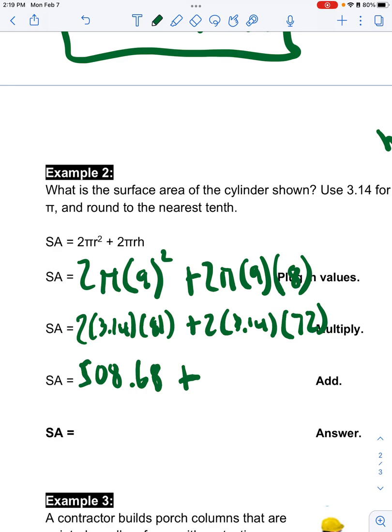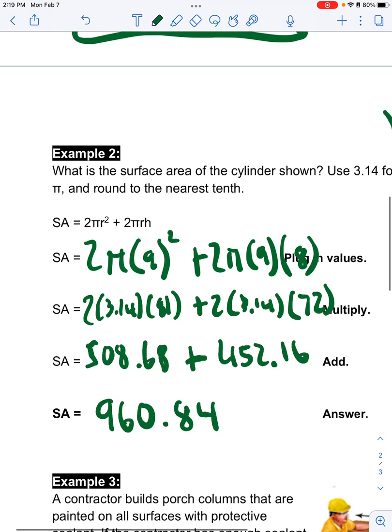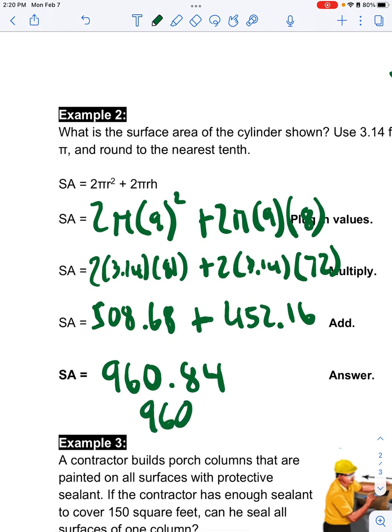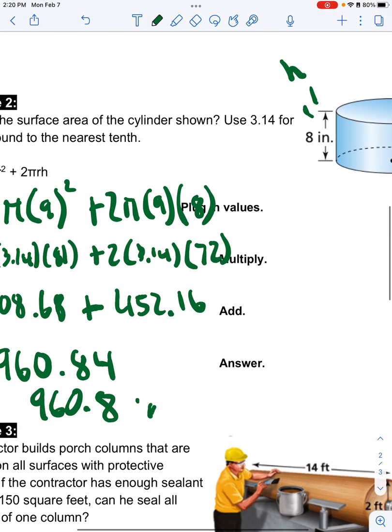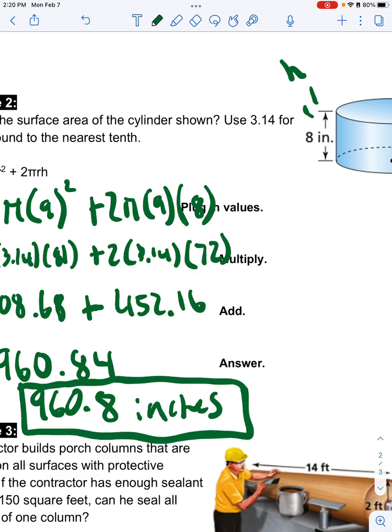508.68 plus 2 times 3.14 times 72, 452.16. And when you add those up, again, don't do your rounding till at the very end. You get 960.84. The 4 would round down, so this is just going to be 960.8, and we are in inches this time.